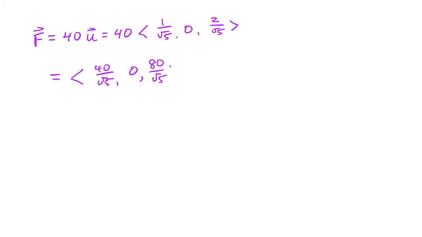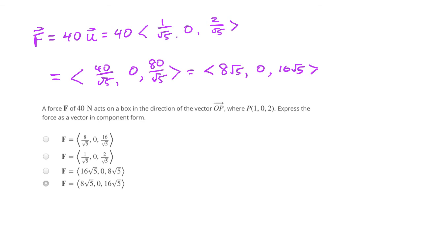over root 5. Well, if we rationalize those denominators, then what that's really going to give us is 8 times root 5, 0, and 16 times root 5. And sure enough, our answer is (8 root 5, 0, 16 root 5), exactly as we said it should be.